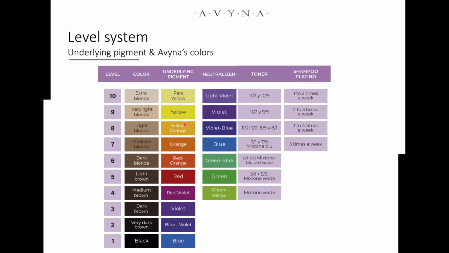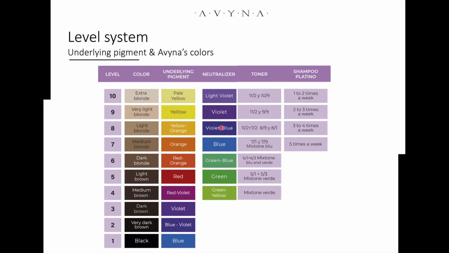If you have two undertones, you're going to use two neutralizers. For example, for yellow-orange, you need to use violet and blue. If you only use blue without using violet to neutralize yellow, blue and yellow gives you green.